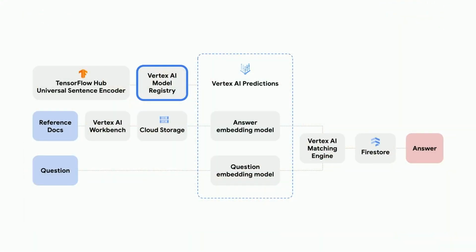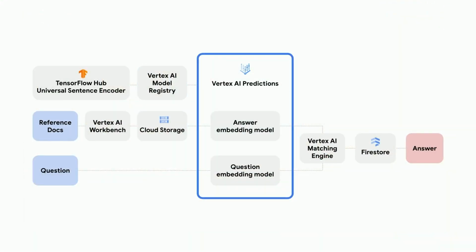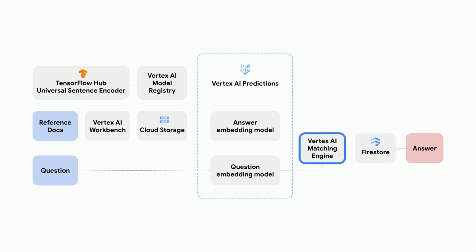To run these prediction jobs, we're going to use the Vertex AI prediction service. And once all of our reference text is embedded as vectors, we'll use the Vertex AI matching engine. Now, this will store those vectors and perform nearest neighbor search on them at scale. Then we'll use Firestore for storing the text answers themselves, which is what will get returned to the user.